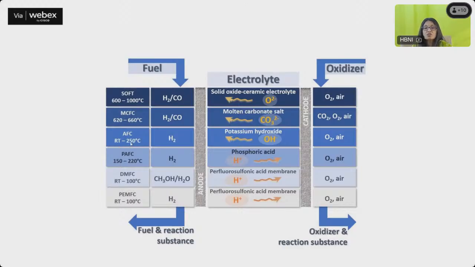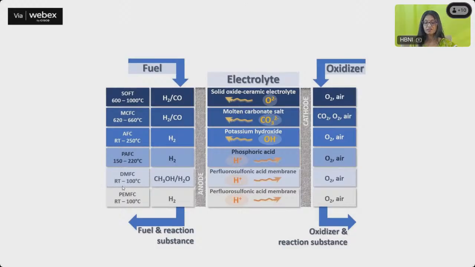Then you have what is known as the alkaline fuel cell. As the name suggests, the electrolyte in this case is an alkali, which is potassium hydroxide. The fuel is hydrogen, the oxidizer is oxygen or air, and this works in the temperature range between room temperature to around 250 degrees centigrade. Then you have the phosphoric acid fuel cell. Phosphoric acid is the electrolyte, as the name suggests. This works in a temperature range of 150 to 220 degrees centigrade. Fuel is hydrogen and oxidizer is oxygen.